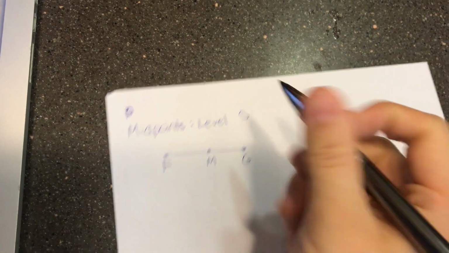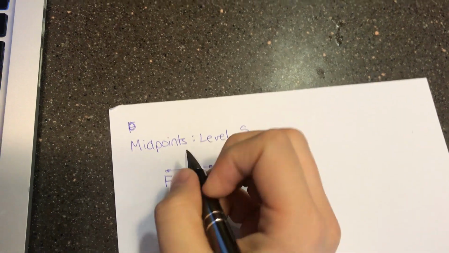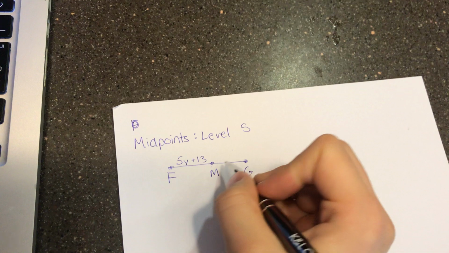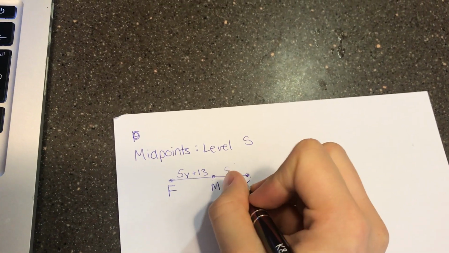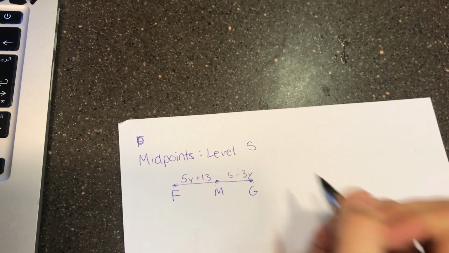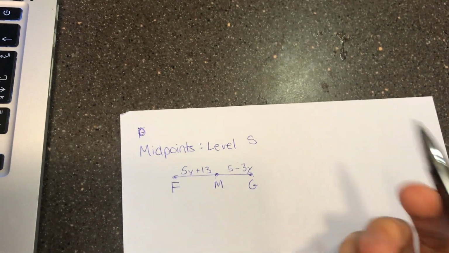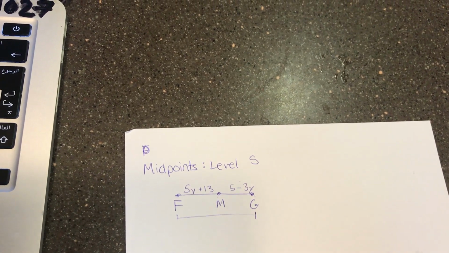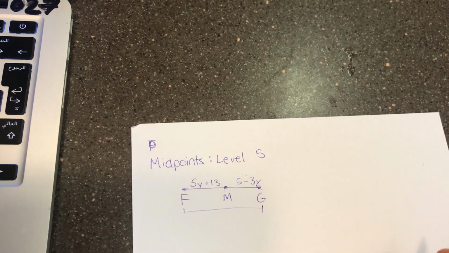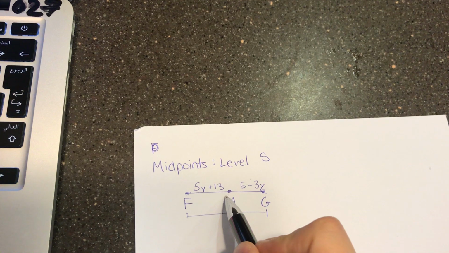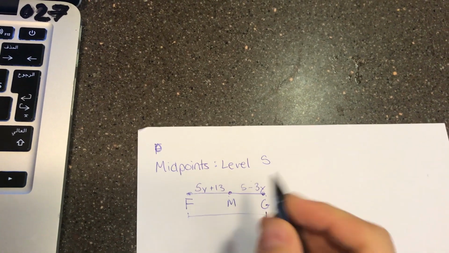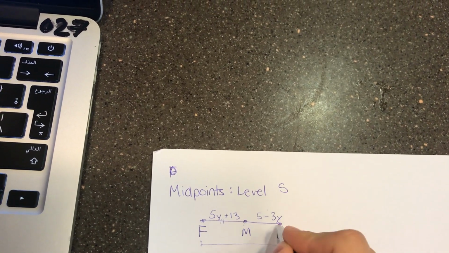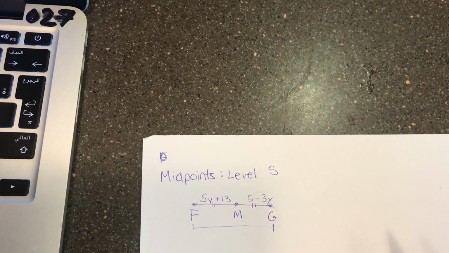It says that FM is equal to 5y plus 13 and MG is equal to 5 minus 3y. And it asks us to find the length of FG. Okay, the first thing we need to do is solve for our variable, and we know since M is the midpoint that this line segment is congruent to, or the same length as, this line segment.